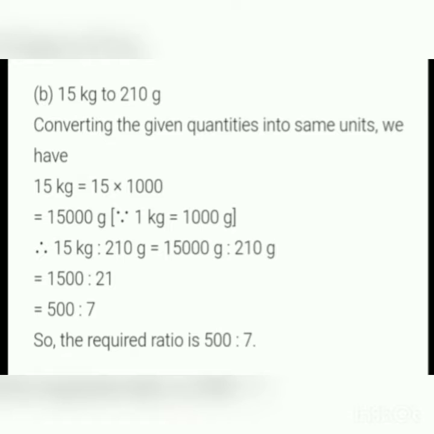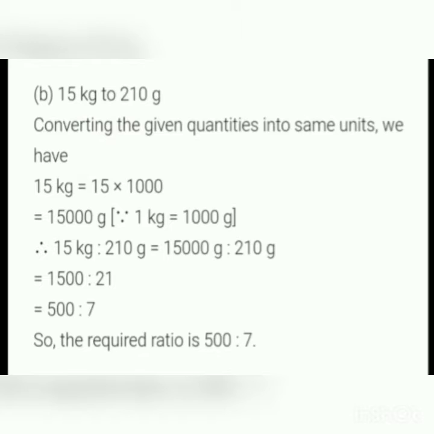Let's see one example question. Find the ratio of 15 kg to 210 g. Here the first term is given in kilograms and the second one is in grams, so the given terms are in two different units. The first step is to convert the two terms into the same units. Either convert both into kilograms or both into grams. To make our calculation simple and easy, we can convert the kilograms to grams.